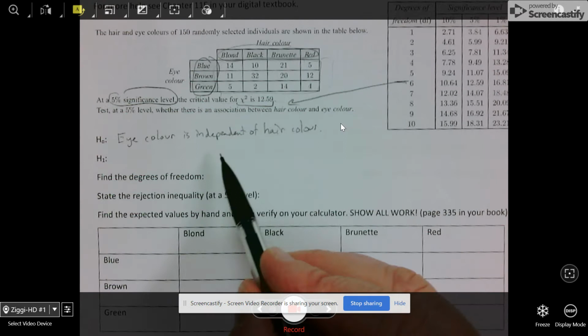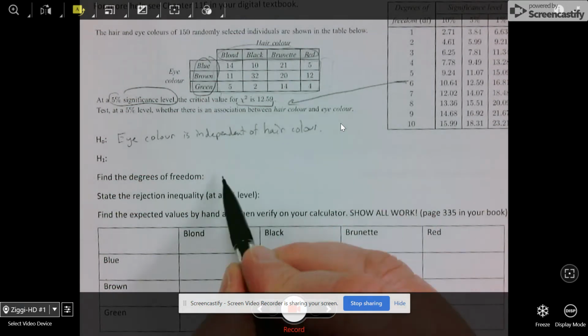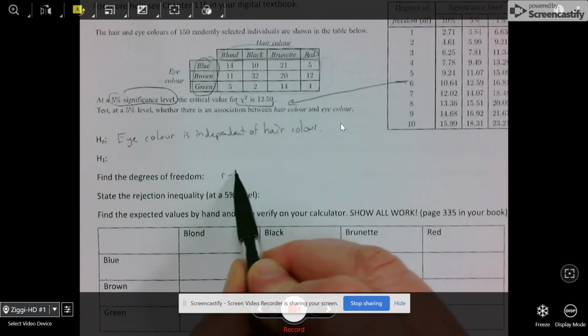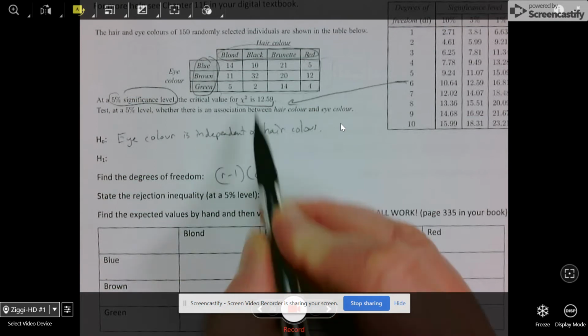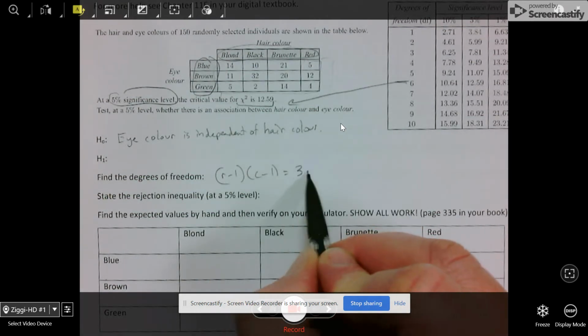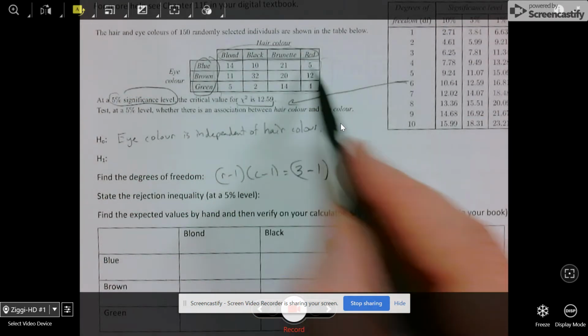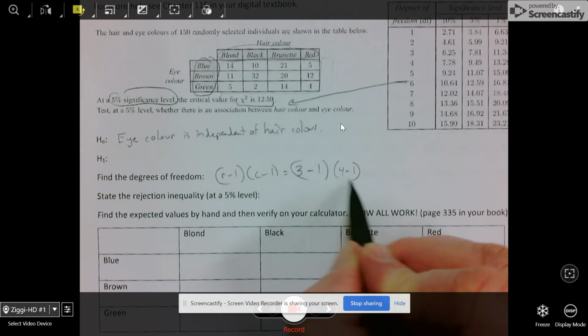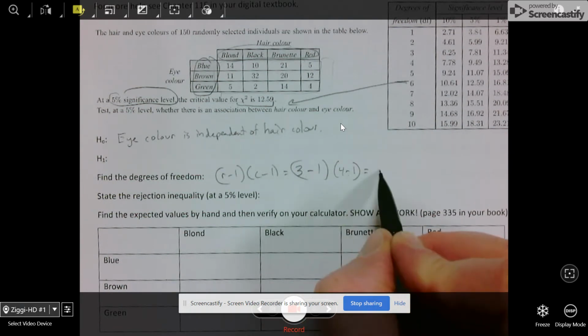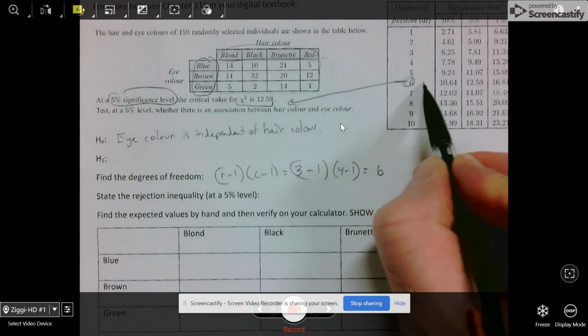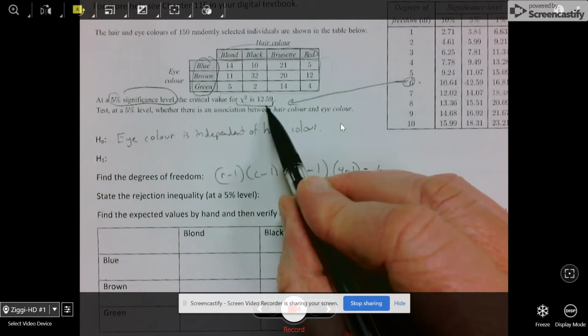Okay, so I'm kind of skipping around. I'm not going to do H1. I'll let you do that. It says find the degrees of freedom. Rows minus 1, columns minus 1. There's 1, 2, 3 rows, and there's 1, 2, 3, 4 columns. So 2 times 3 is 6. So that's where this 12.59 comes from. It's 6 degrees of freedom.